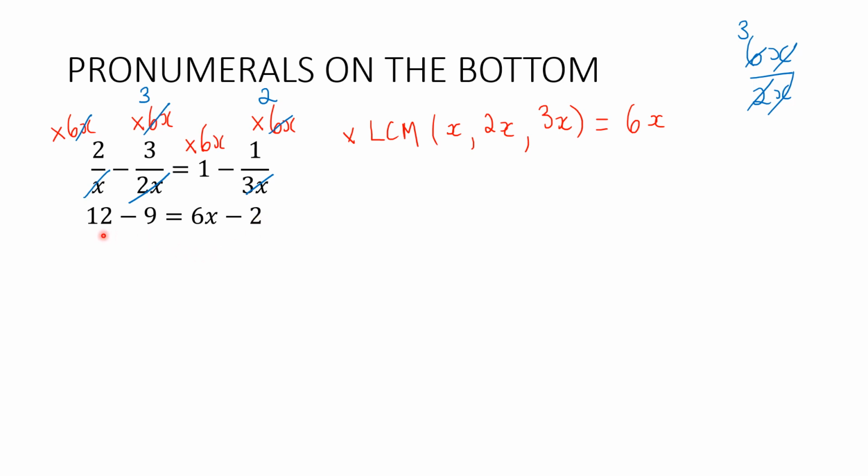Let's tidy this up. So that's the same as 3 is equal to 6x minus 2. So taking out negative 2 over the other side becomes positive 2. So 5 is equal to 6x. I'm going to turn it around. 6x is equal to 5. Divide both sides by 6. There's our answer. X is equal to 5/6.